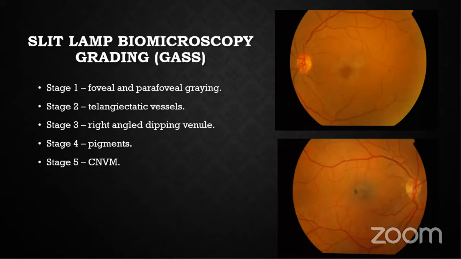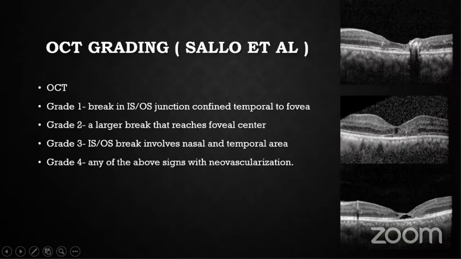Stage 1 is foveal and parafoveal graying. Stage 2 is the telangiectatic vessel. Stage 3 is the right angle dipping of the venule. Stage 4 is intraretinal pigment. Stage 5 is CNVM. OCT grading done according to Salo et al.